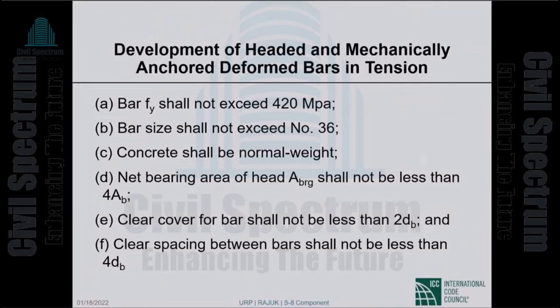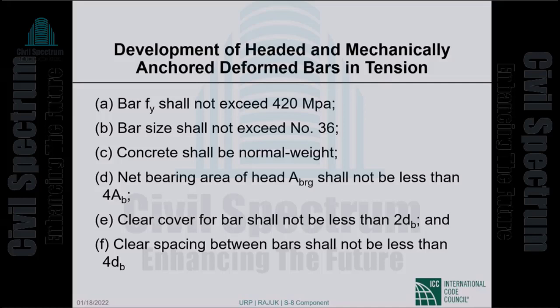A, bar yield strength shall not exceed 420 MPa. Bar size shall not exceed number 36. Concrete shall be normal weight. Net bearing area of head shall not be less than 4 times the bar area. This is very important. Net bearing area of head shall not be less than 4 times the bar area.